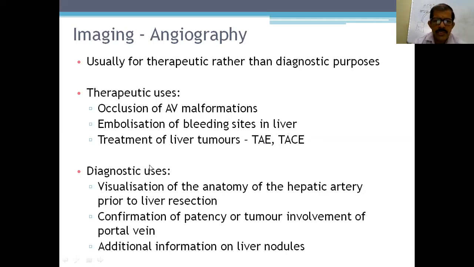And what are the uses? Before you do liver resection, as I told you, a lot of anomalies may be there. So you want to know the anatomy of the hepatic artery, and whether tumor involvement is there or not. And you can also inject chemicals and embolizing material into the arteries. For that you can do angiography, right?